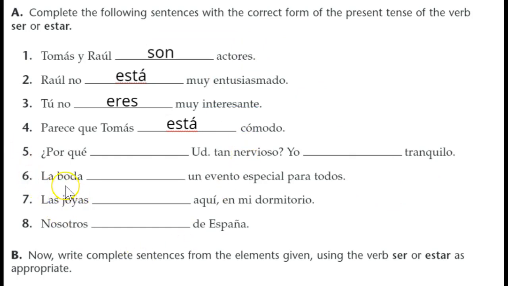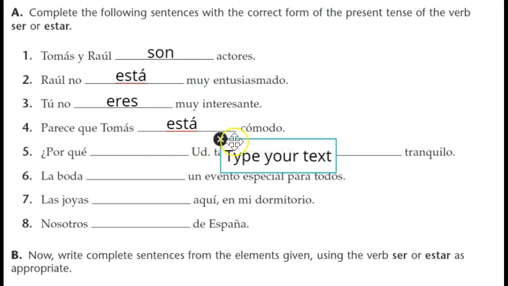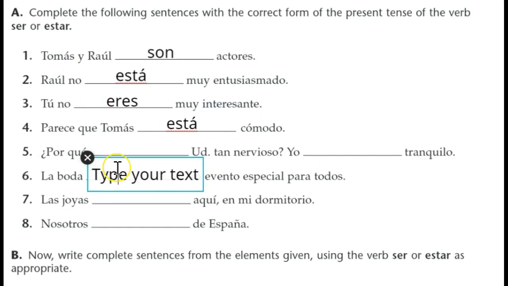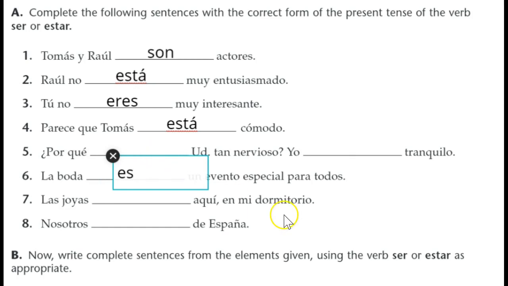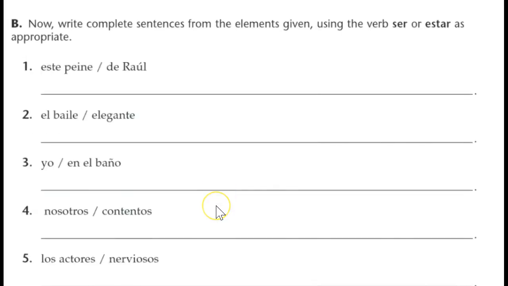Number 6, la boda, a wedding, is a special event for everybody. Which is it going to be? Well, what a person or a thing is, it uses ser. A wedding is. It's the definition. All right? Now, number 7 is a location. So think about that. You're going to use either son or están. Right? It's plural. So think about which one you're going to use for location. Número 8, nosotros. We are from Spain. That's the origin. So pick what you're going to use for that.